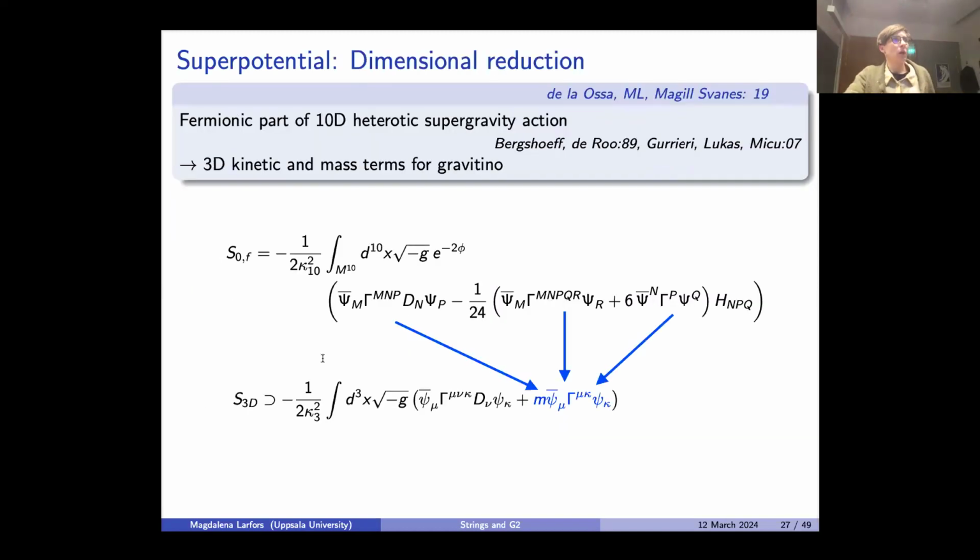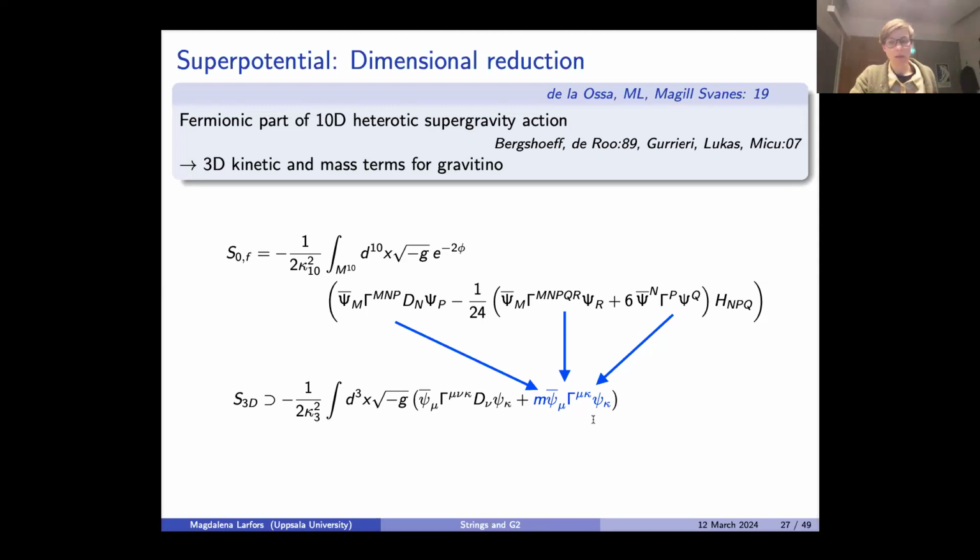Okay, so how do we do this? Well, we start with the 10-dimensional theory. The 10-dimensional theory is defined by a Lagrangian. The Lagrangian has a bosonic and a fermionic piece. The fermionic piece contains certain terms that, when we do a dimensional reduction, will contribute to the mass term for the gravitino in 3D. Now the mass term for the gravitino has to vanish for supersymmetry to be preserved. So this is the term that will define our superpotential.